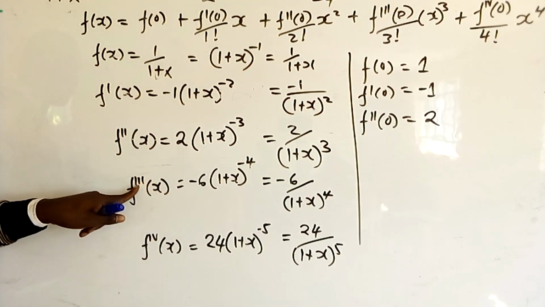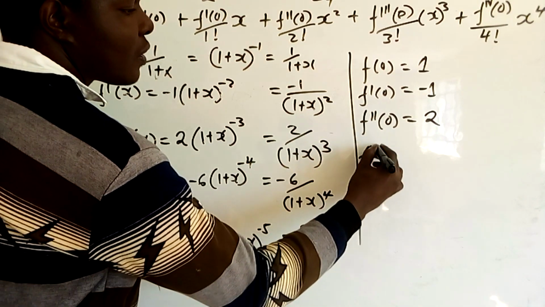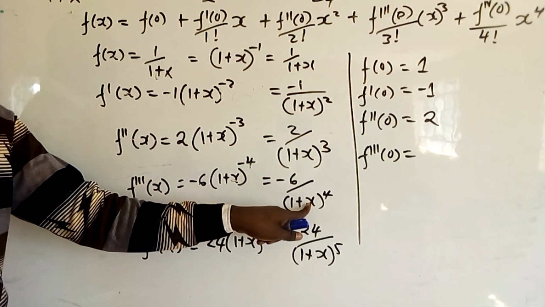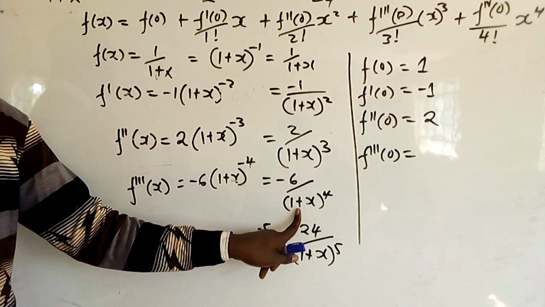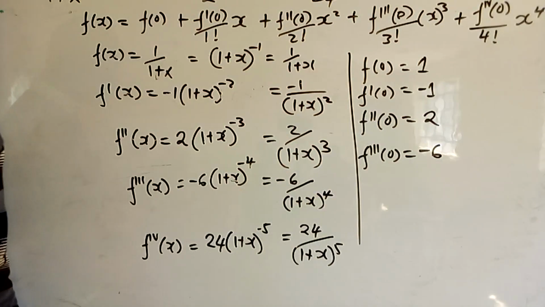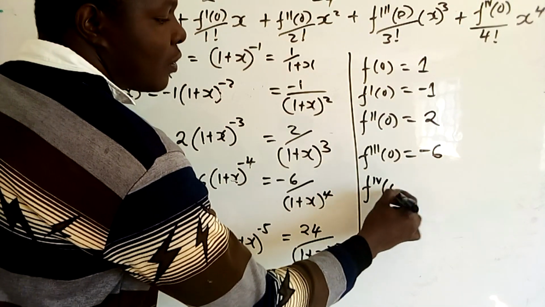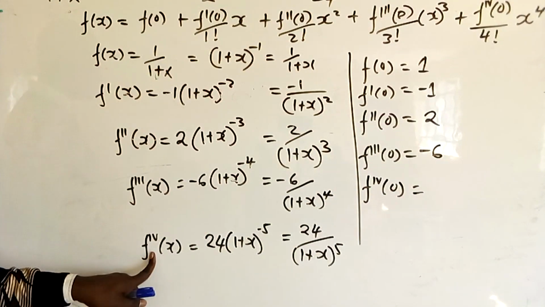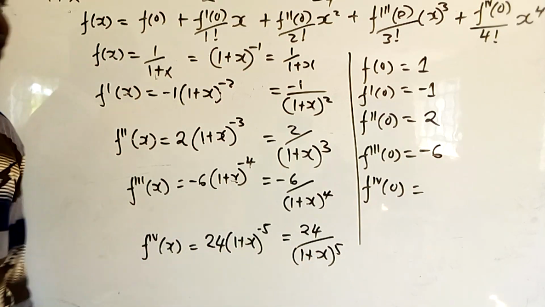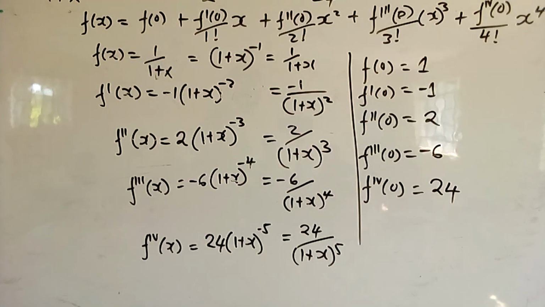Then we go here, f triple prime of x, where there is x, when you put 0, what do you get? Where there is x, you put 0. So you get negative 6 over 1 raised to power 4. That is just negative 6, isn't it? Then the last one, f raised to power 4 of 0, isn't it? Where there is x, you put 0. So you get 24 over 1, which is just 24. Are we together there?